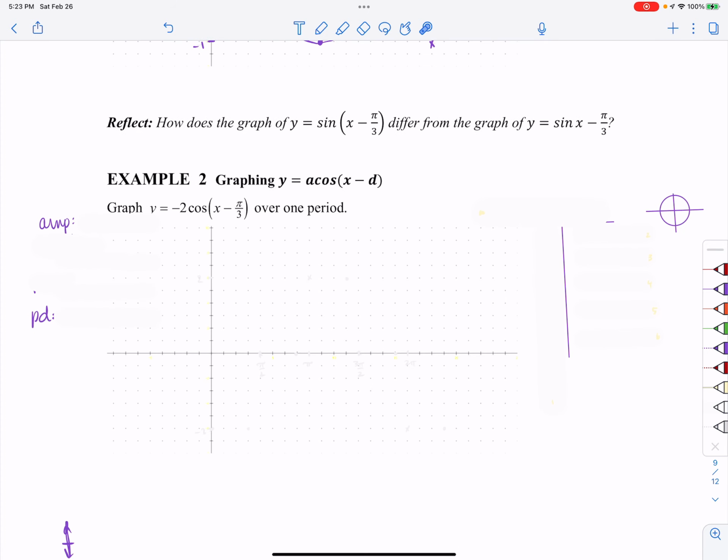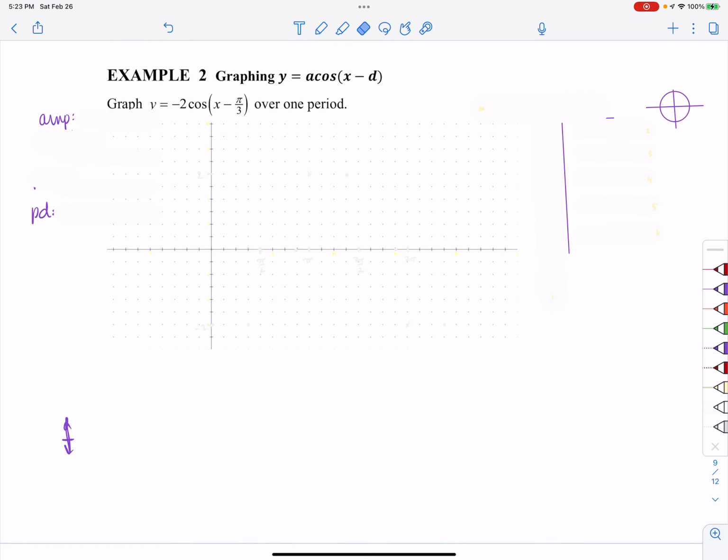Quick question, how does the graph of sine of x minus pi over 3 differ from the sine of x minus pi over 3? And what we would say here is this graph is the sine graph that moves to the right pi over 3. This one is the sine graph that moves down pi over 3. So that quantity is going to matter. All right, let's go ahead and do example number 2.